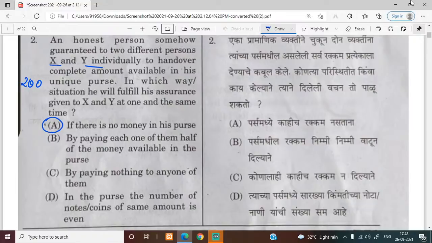Why, students? Because if you look at the other options, paying each one of them half of the money available in the purse. No, because he says to X and Y individually to hand over the complete amount. They're saying complete 200 rupees. So you can eliminate this option. Paying nothing to any one of them. No, this is also wrong, because he said that he will pay. And the number of notes and coins of same amount in the purse is even. No, this option is also incorrect. So here the right answer is option A. If there is no money in his purse, only then will he be able to pay the amount.